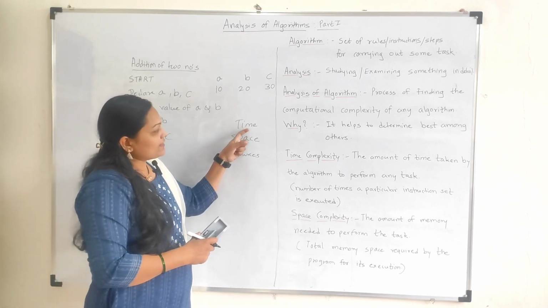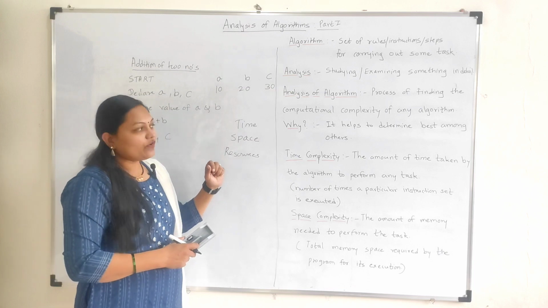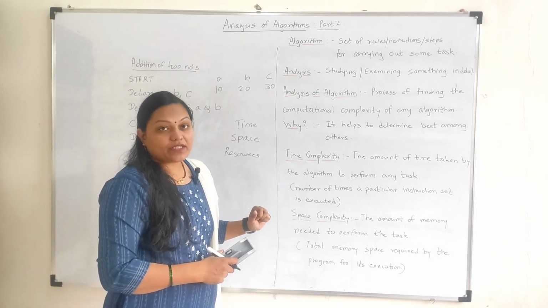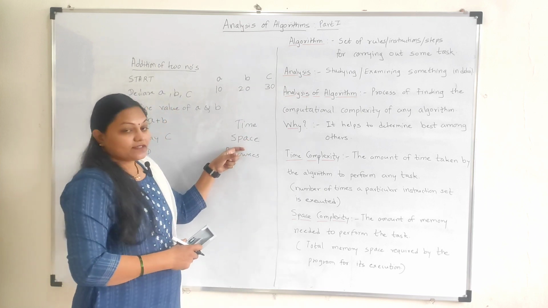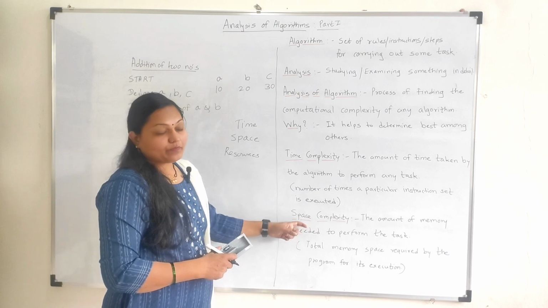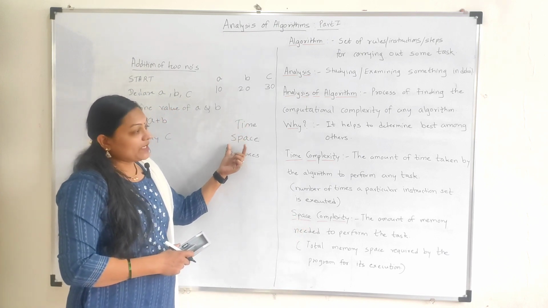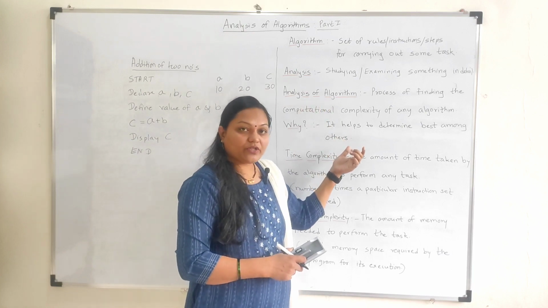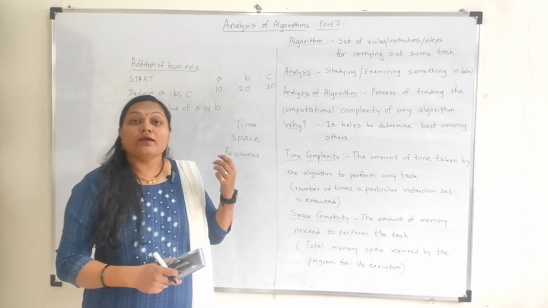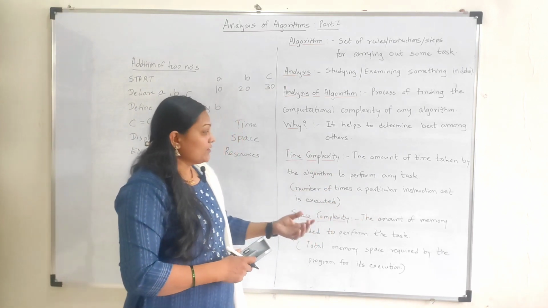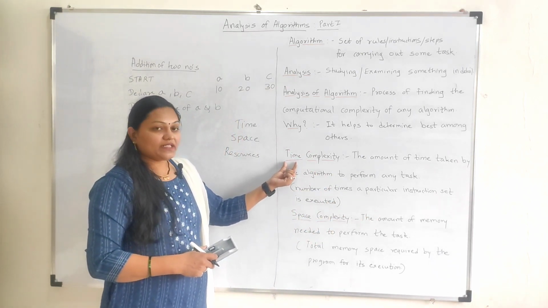Okay, so if you are considering time for analyzing the algorithm, that we can say is time complexity. If you consider the space, then that we can consider as space complexity. So by using time and space complexity, we can easily analyze a particular algorithm and find out the best algorithm among other algorithms. Okay, so let's see what is time complexity.